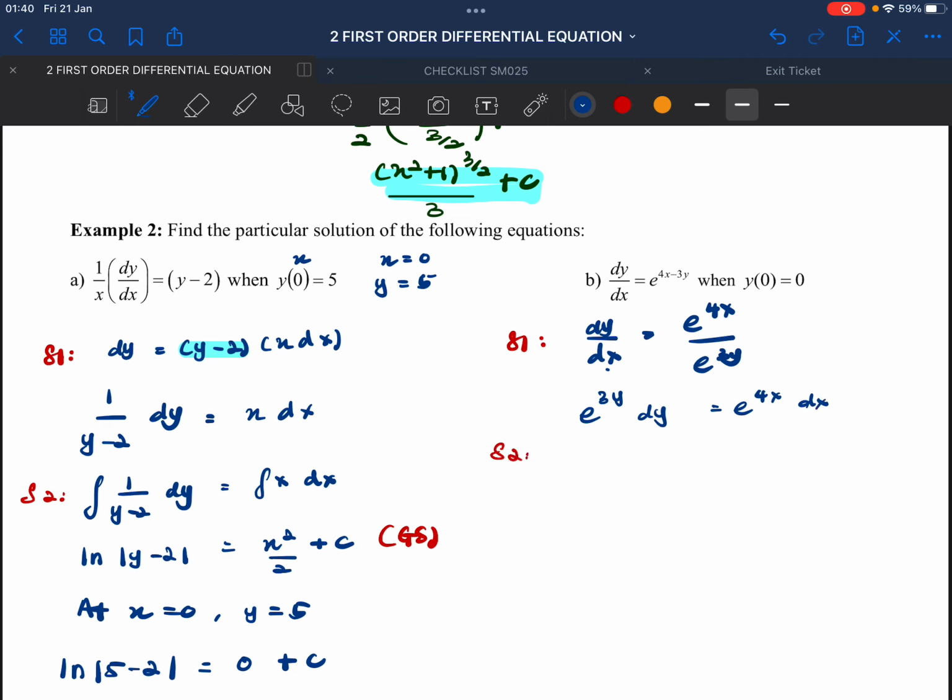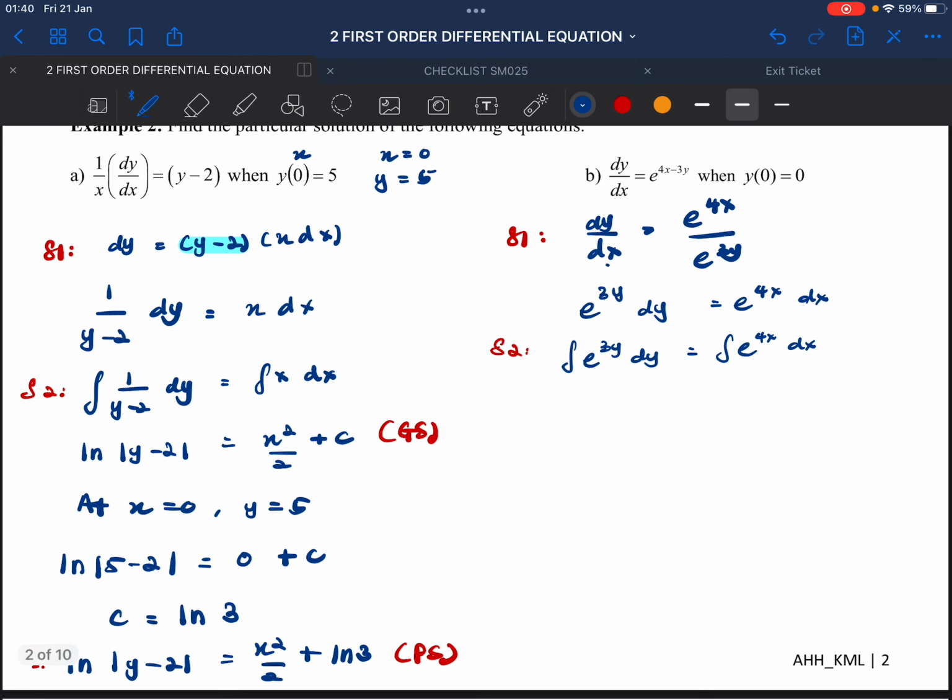Go straight to the second step. We can integrate e3y dy equals integrate e4x dx. Integrate the exponent, salin balik, divided by the differentiation of the power. Over 3 equals e4x over 4 plus c. It's given to us y(0) equals 0. That means your x equals 0, your y equals 0.